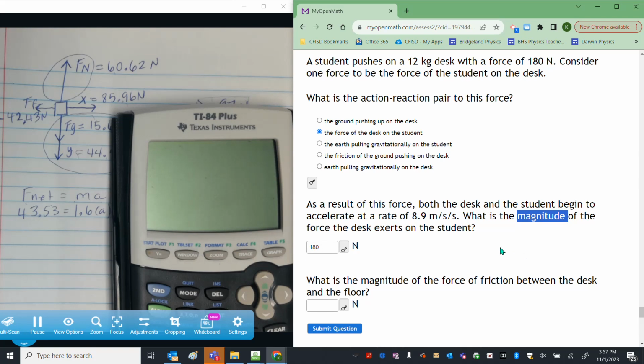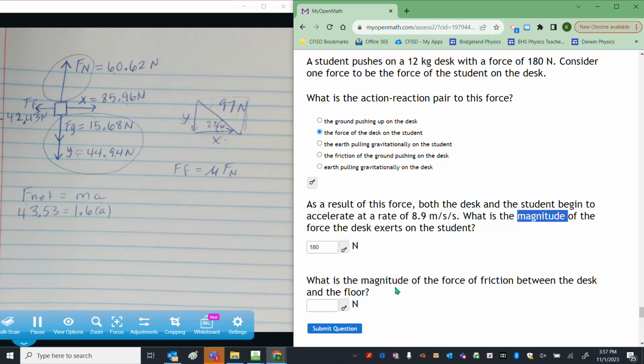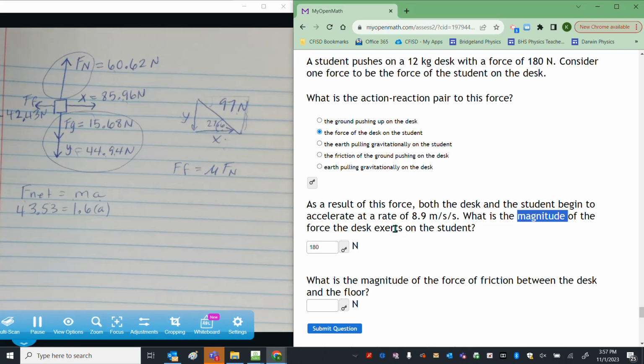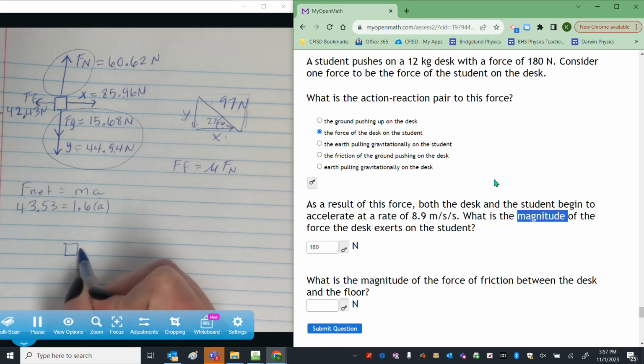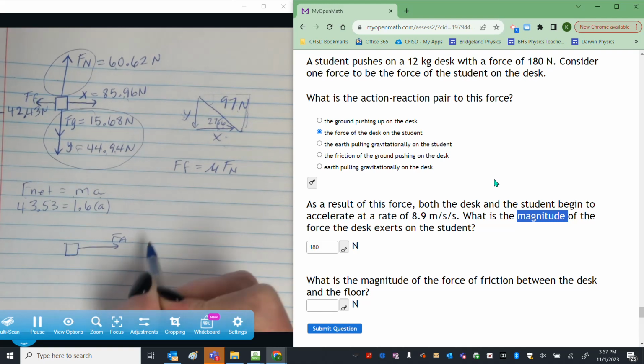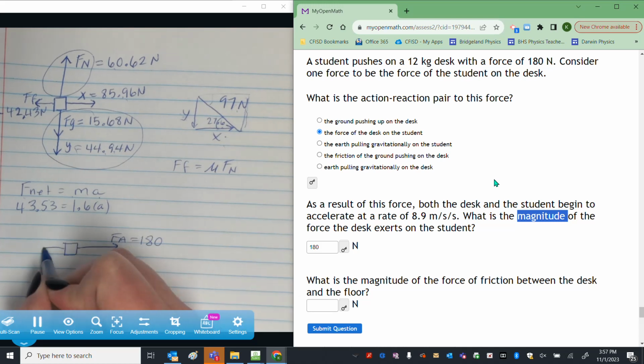This one says, what is the magnitude of the force of friction between the desk and the floor? Okay, so this is asking about something outside of my force pair, an external force, and this is where I'm going to have to look at the other information they gave me. I know that I have two forces acting here: the force that is applied forward, which is 180 newtons, and this force of friction that's going against it.